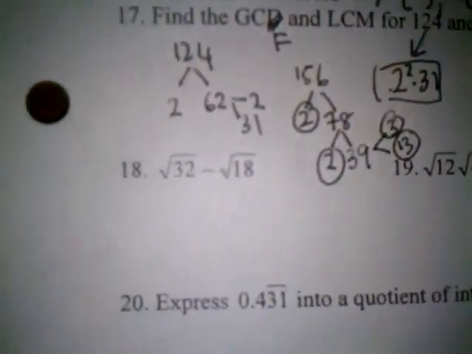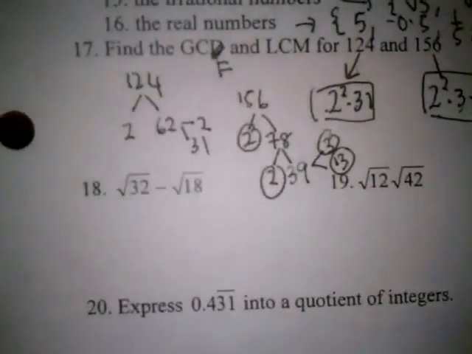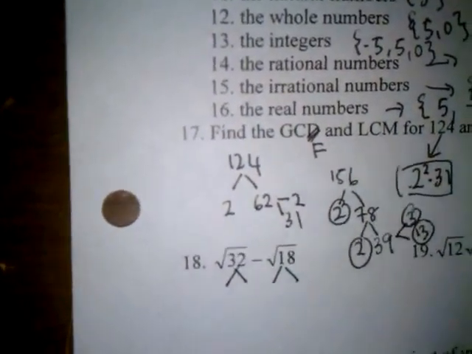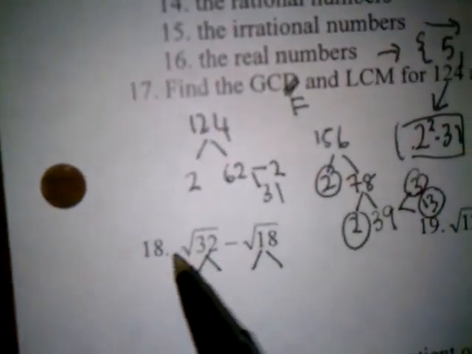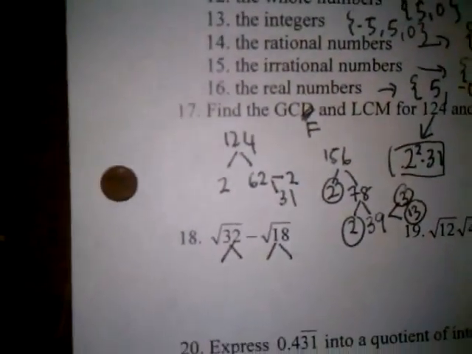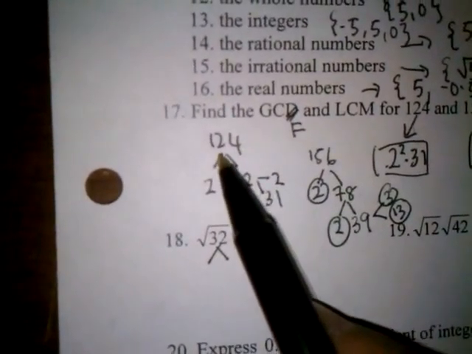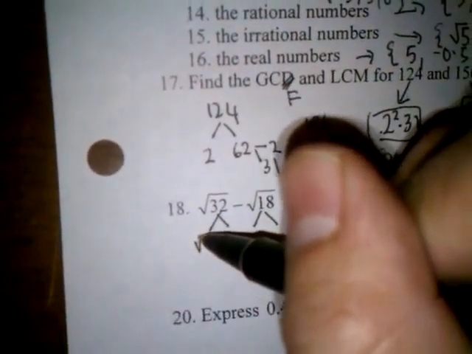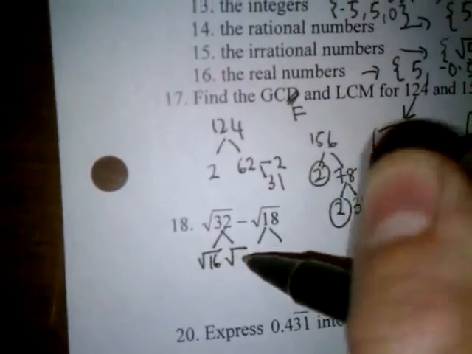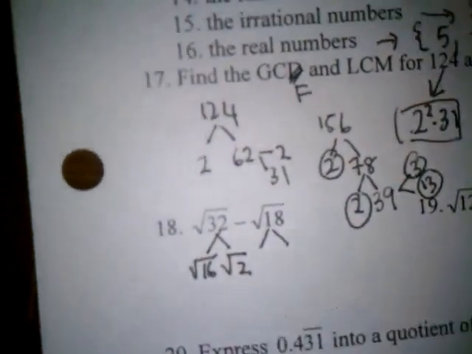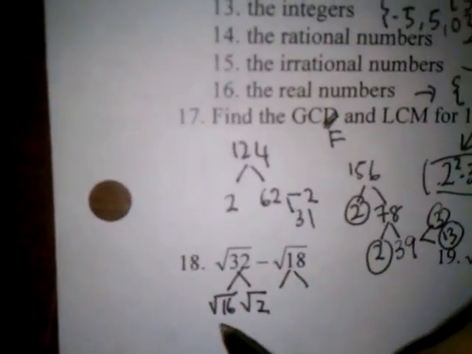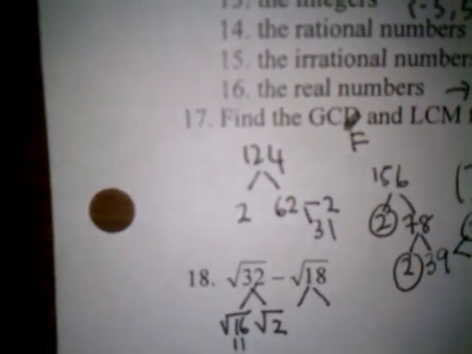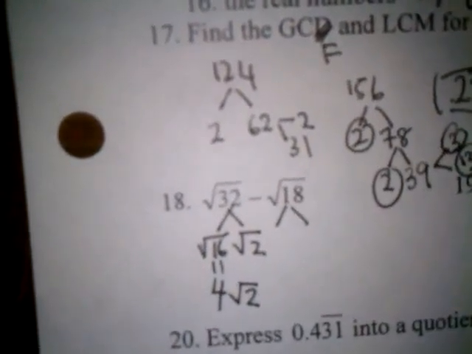For question 18, in order for us to do this question, we have to break 32 down as a perfect square. Beware that every time you see a square root, you have to find the perfect square. If you don't see a square root, you can do all the prime numbers. The perfect square for root 32 is 16 and 2, because 16 times 2 is 32, where 16 is a perfect square of 4. So this is actually 4 root 2.